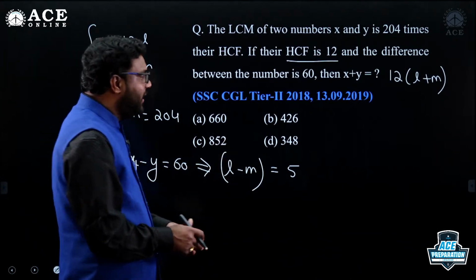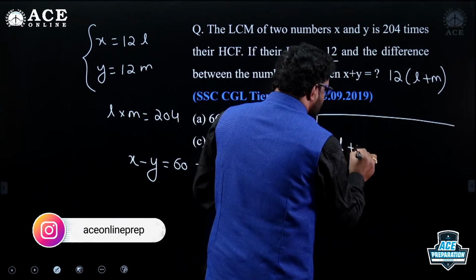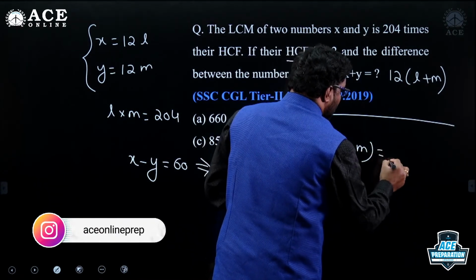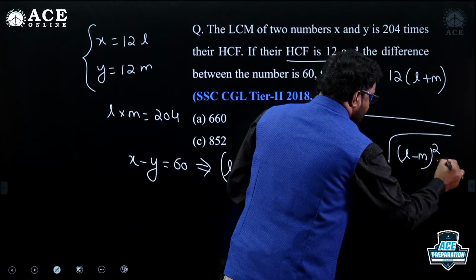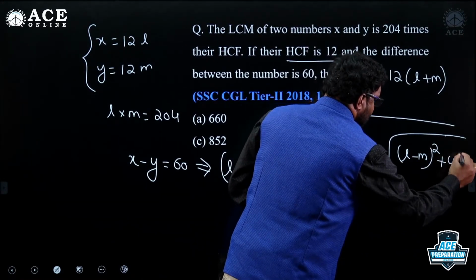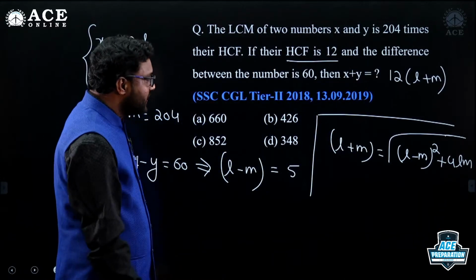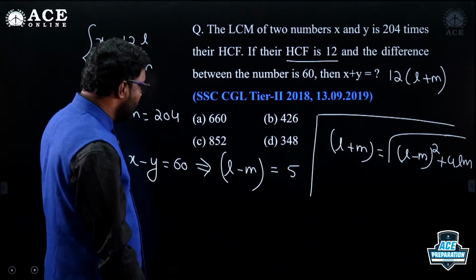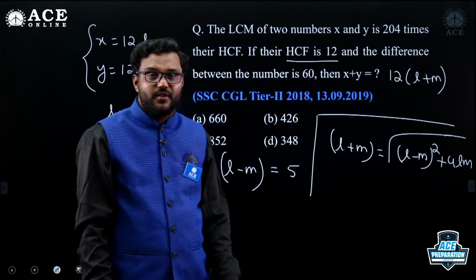If you don't get the idea, we'll go with the normal method. I know L plus M is the square root of (L minus M) whole square plus 4LM. Yes, you can do that, my dear friend. We are not saying no to that. You can also do it like that. But just think about this product, my dear friends. You may get the clarity.